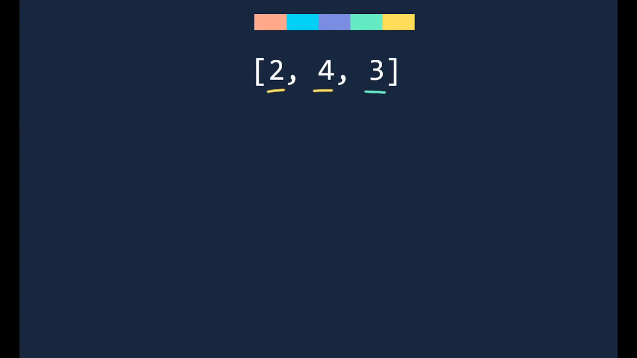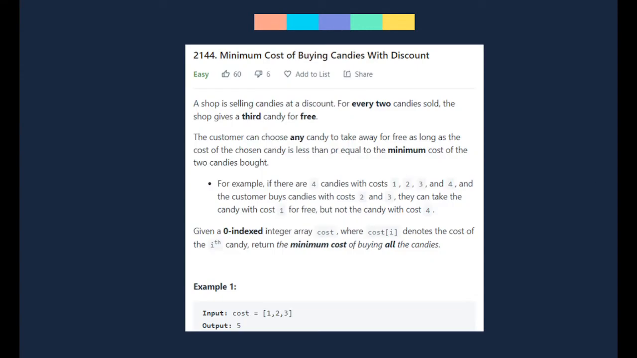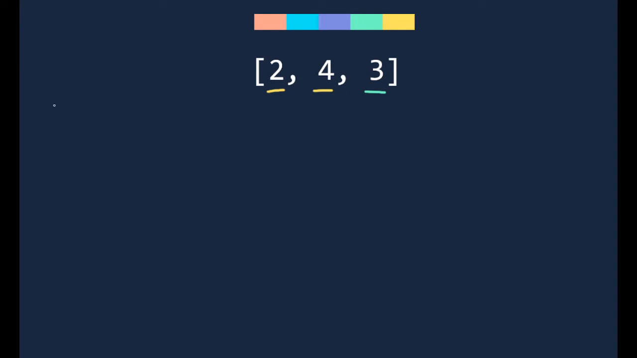But as we read in the example, the free candy must be less than or equal to the minimum cost of the 2 candies bought. So we're not going to be able to get 2, 4, and then 3 for free because 3 costs more than 2. So what we're going to need to do is buy the 4, buy the 3, and then we can get the 2 for free.